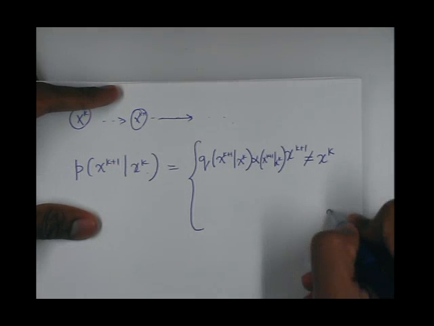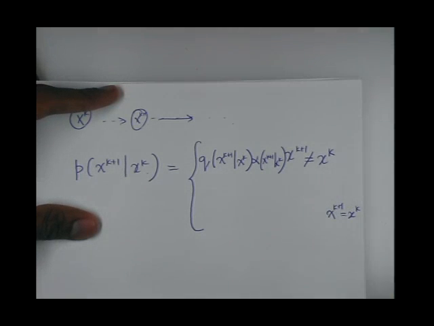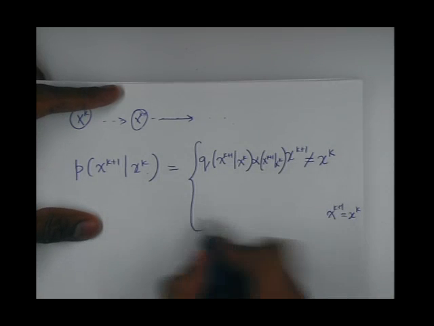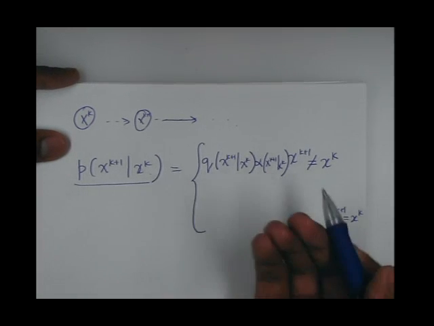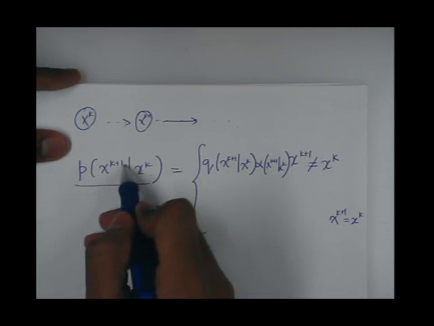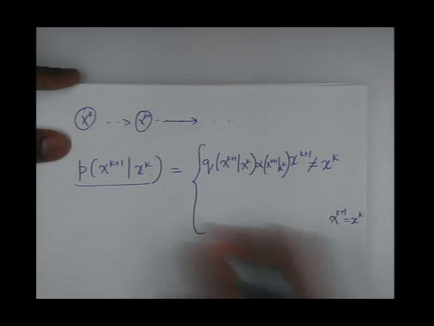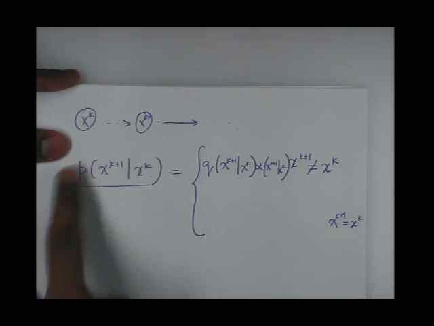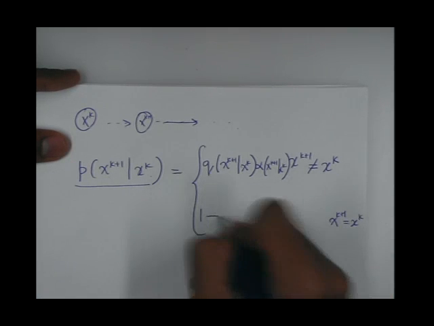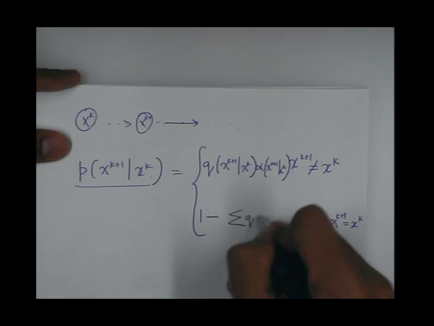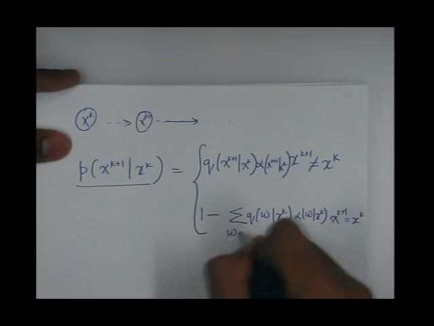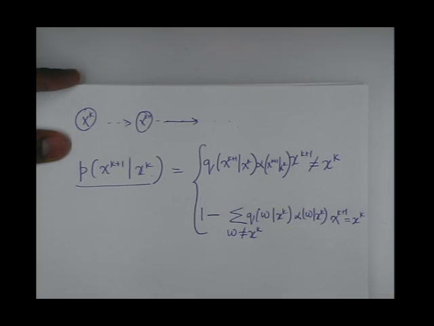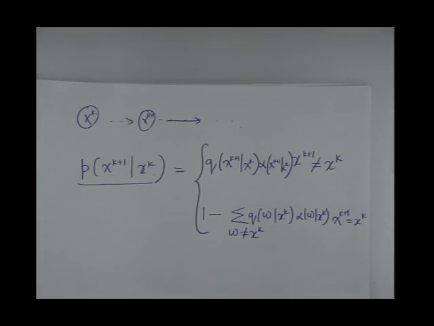And the other possibility is when x_{k+1} is equal to x_k, which means it's a rejection, right? Remember that these transition probabilities should sum up to 1, since it's a valid probability mass function. So when I sum over all possible values of x_{k+1}, it should sum to 1. So this transition probability is simply 1 minus all the other possibilities: q of w given x_k times alpha of w given x_k, where w is not equal to x_k. This is just 1 minus all the other possibilities. So what we're doing right now is setting up our Markov chain and its transition probabilities.